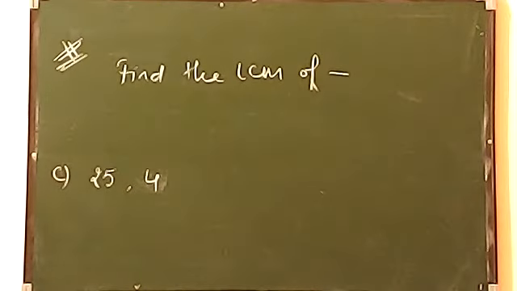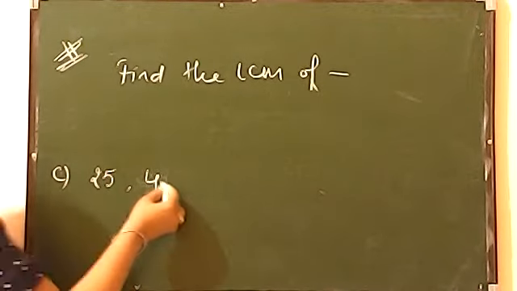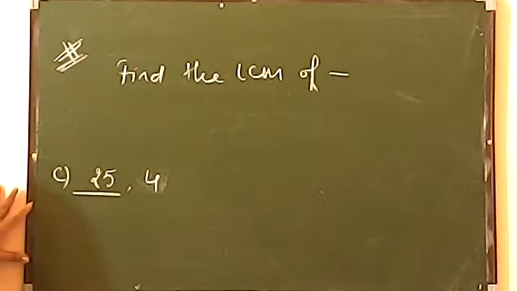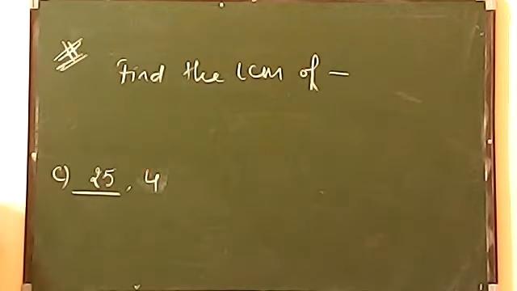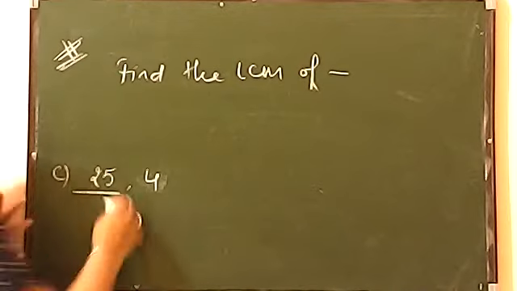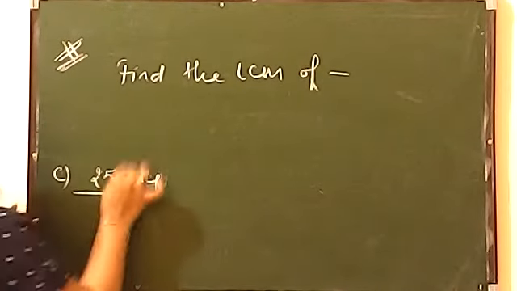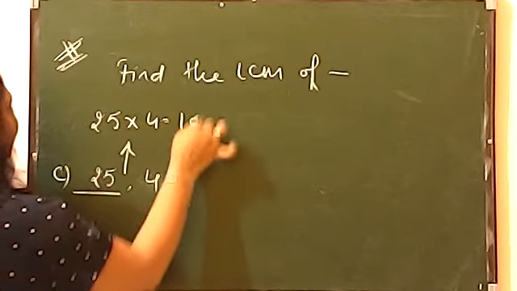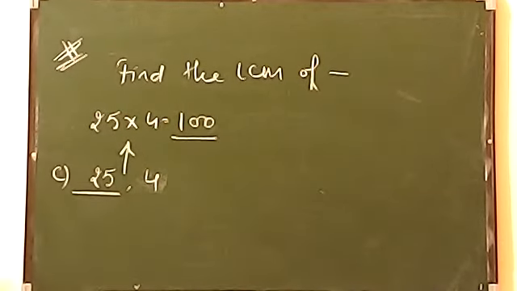Next number is 25 and 4. So beta, the third question I give you is 25 and 4. As you all know, the factors of 25 are 1, 5 and 25. And factors of 4 are 1, 2 and 4. It means the common is only 1. That means again they are co-prime. So according to the co-prime property, their product will be 25 into 4, which will give you 100. So the direct answer you can also mention is 100.